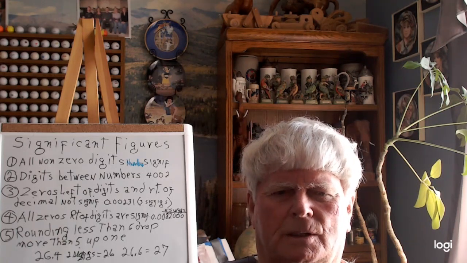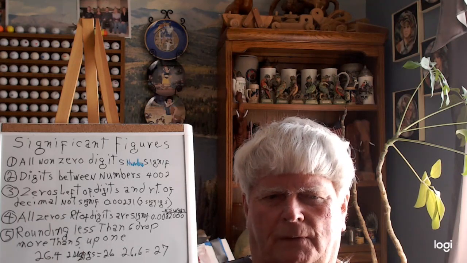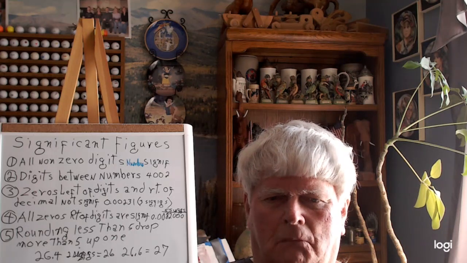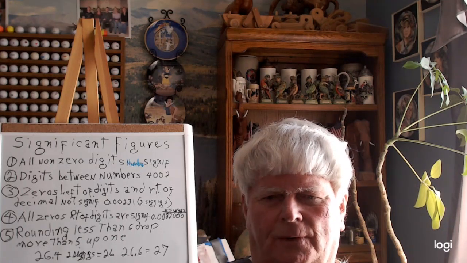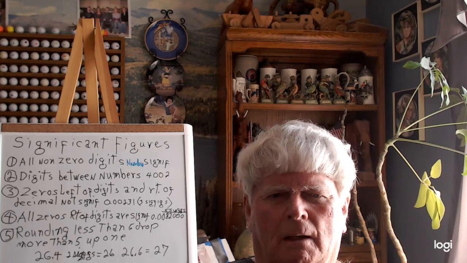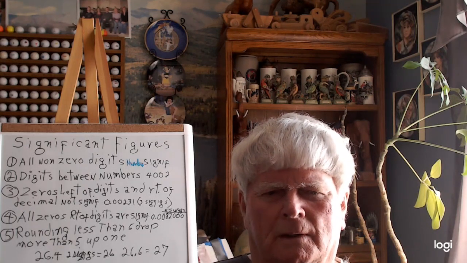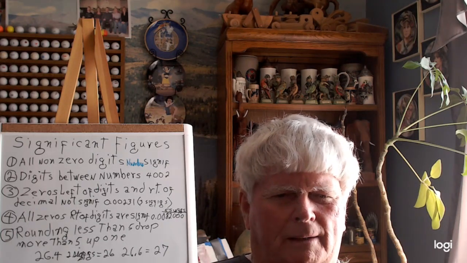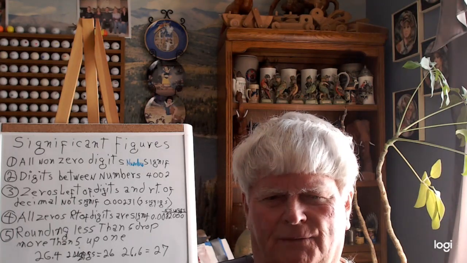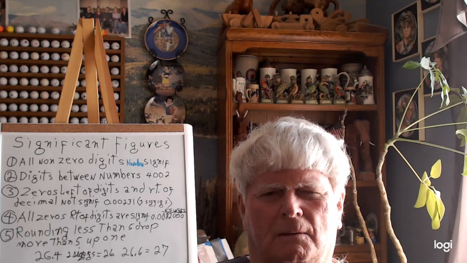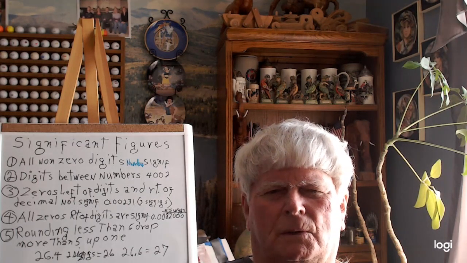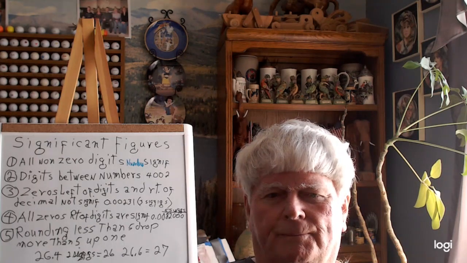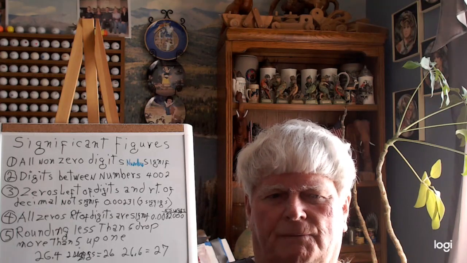Number 3, zeros left of the digits and right of the decimal are not significant. For instance, 0.00231. Zeros in this case are insignificant, if you want to use that term. And you have, in fact, 231, 3 significant figures. Number 4, all zeros right of the digits are significant. For instance, the number 0.0022000 has 5 significant figures because the numbers to the right are significant.